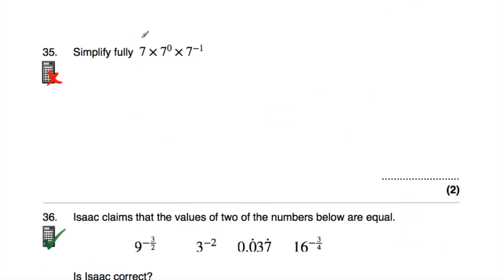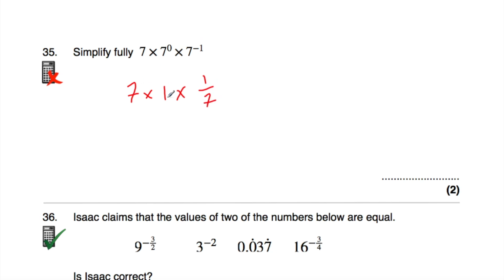So question number 35, we've been asked to simplify fully 7 times 7 to the power of 0 times 7 to the power of negative 1. Well, 7, that's just 7. And 7 to the power of 0, that would be 1, because anything to the power of 0, except for 0, is 1. And then we're going to multiply by 7 to the power of negative 1. So that'd be 1 over 7 to the power of 1, which should be 1/7.